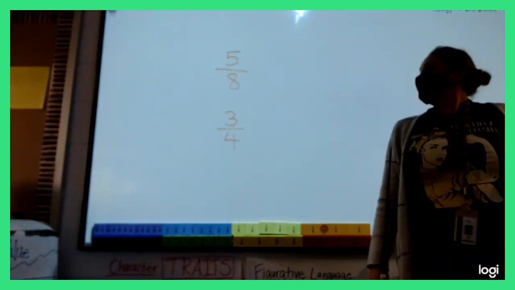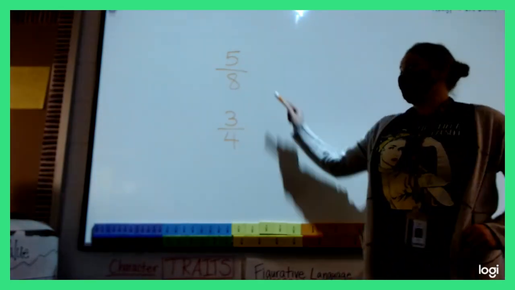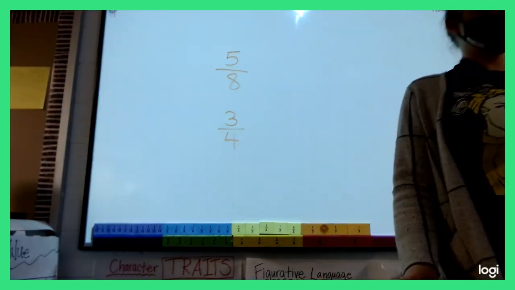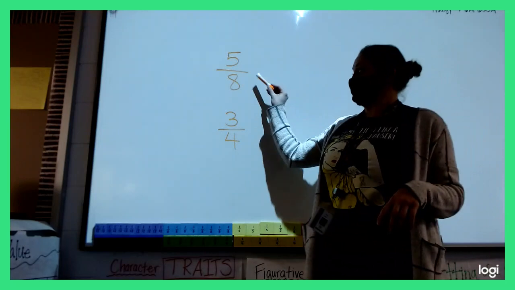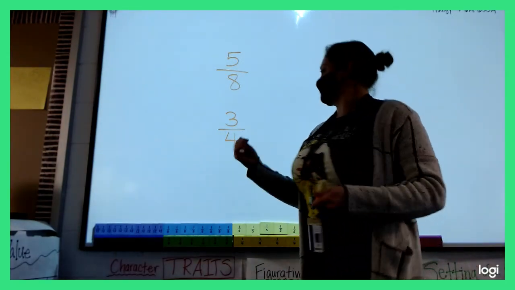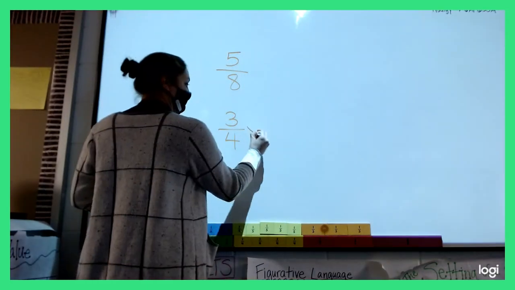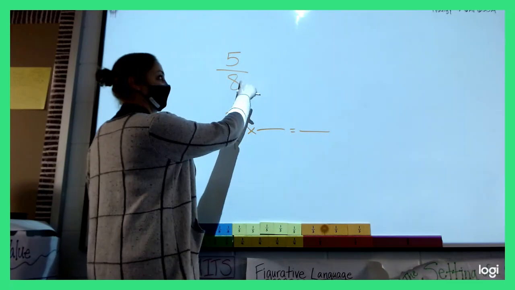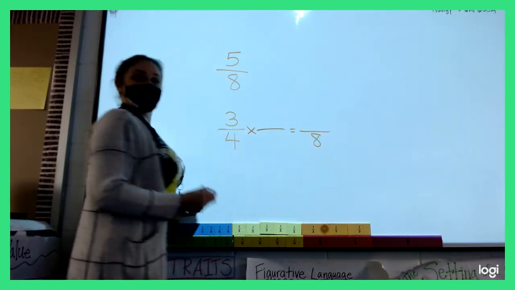All right. So my denominators aren't the same. I need to find a common denominator. Remember, that just means I need to make them the same. So which fraction do you think we should change? 5/8 or 3/4? Abby? 3/4. So set it up. Write it with me right now. 3/4 times something over something equals something over 8. That way our denominators will match.